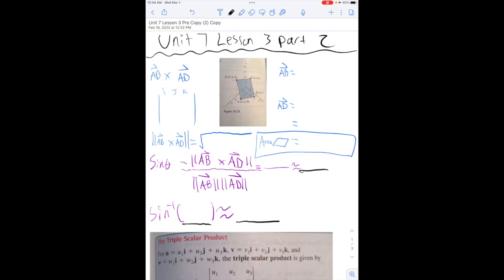Unit 7, Lesson 3, Part 2. We're going to find the area of this shape.